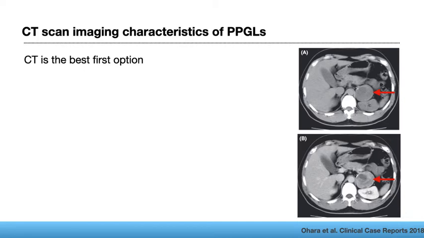Again, I would like to emphasize that a CT scan is the best first option for localization of the primary tumors. And as we can see here, this is a computed tomography of a 32-year-old Japanese male. Panel A shows a non-contrast study, and as you can see, there is a 6 cm left adrenal tumor with calcification at the margins, as indicated by the red arrow. And panel B shows the CT of the same patient after administration of the contrast, showing the heterogeneous enhancement of the tumor.